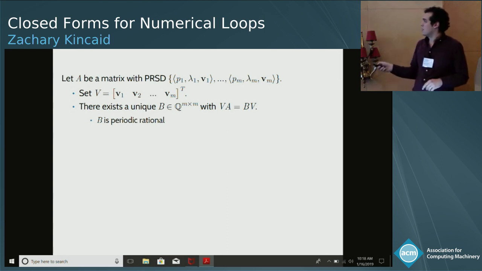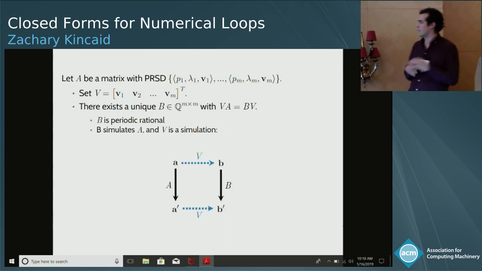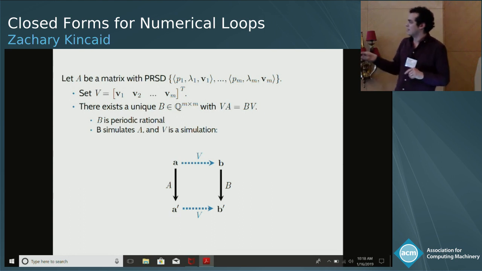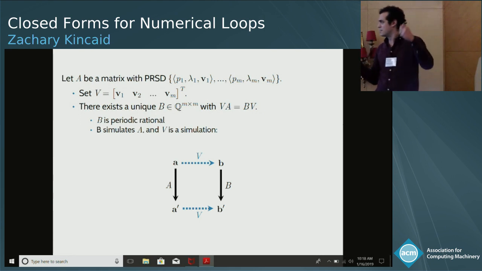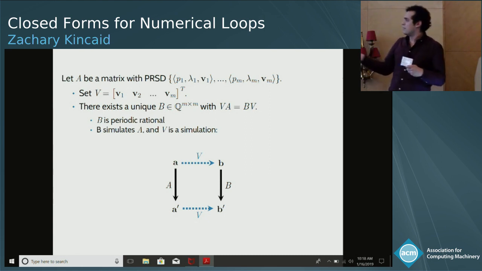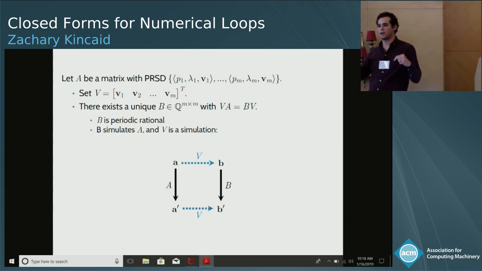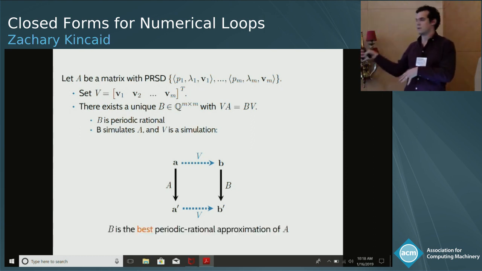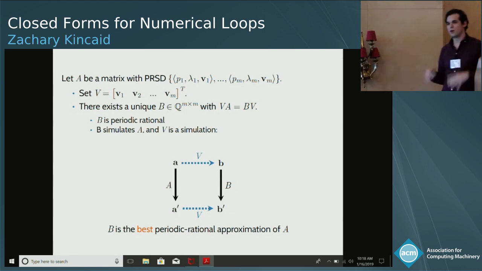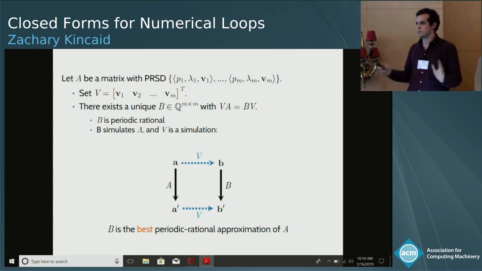So this equation here can be written in a more familiar style in programming languages, like this. This is one of these commuting diagrams. We see that A is a transition system, as well as B, and V is just a simulation relation, saying that every step of the A linear loop is matched by a corresponding step in the B linear loop. So just as before, we can translate invariance from B into invariance for A. And moreover, this is the best way of doing this. There's no better periodic rational approximation of A, in a sense that we can make precise in the paper.